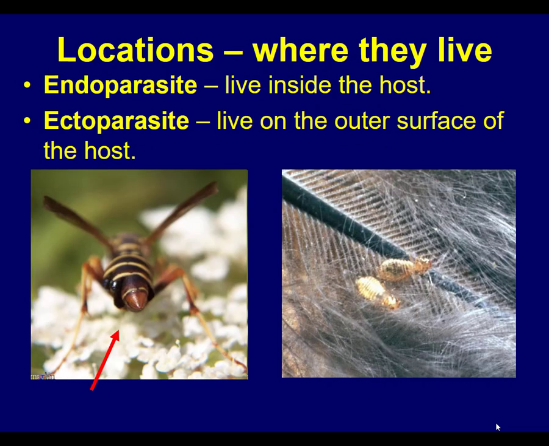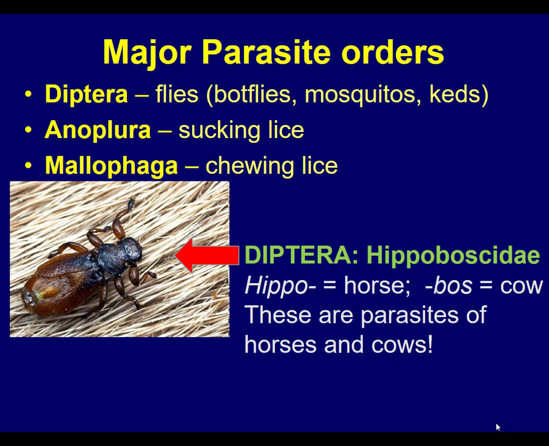Okay, cool. Probably a pretty easy one to keep in mind here is endoparasites versus ectoparasites. Endo is living inside, and ecto means outside. So ectoparasites, like in the right-hand picture there, those are bird lice. I do want to talk about a couple of the major parasite orders.